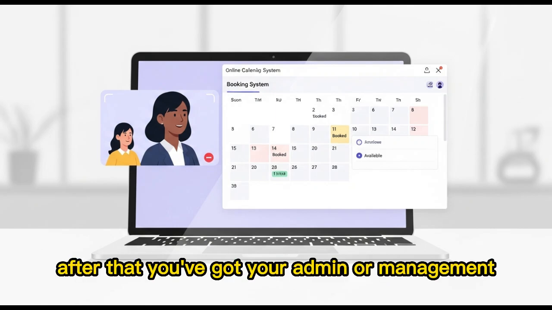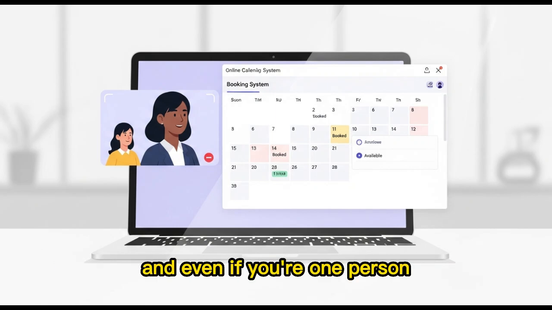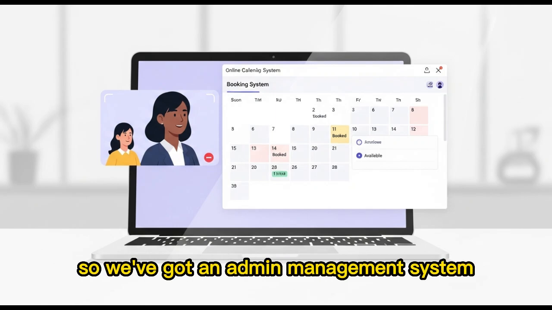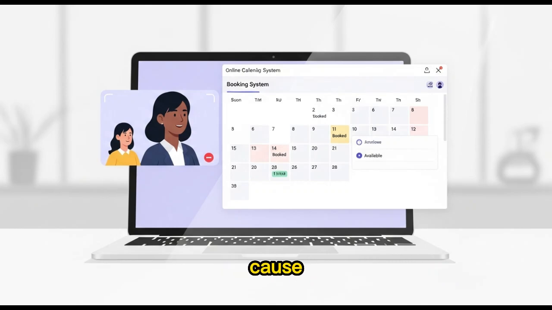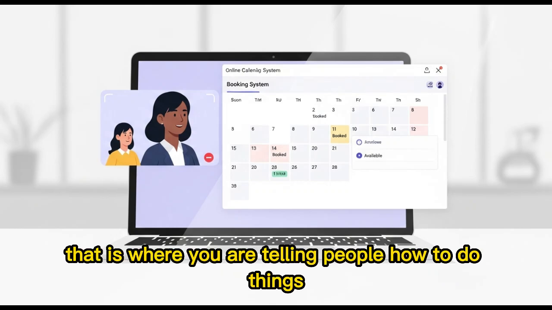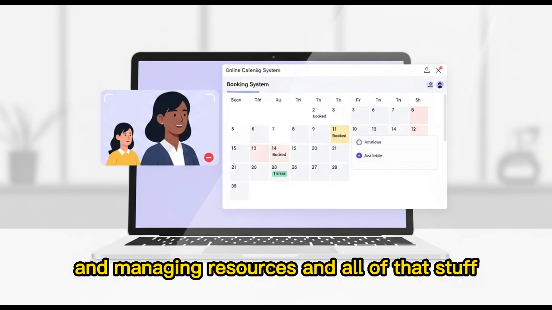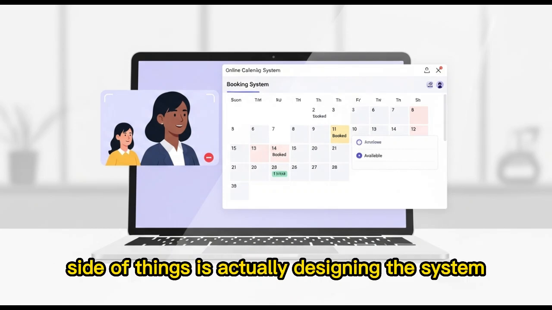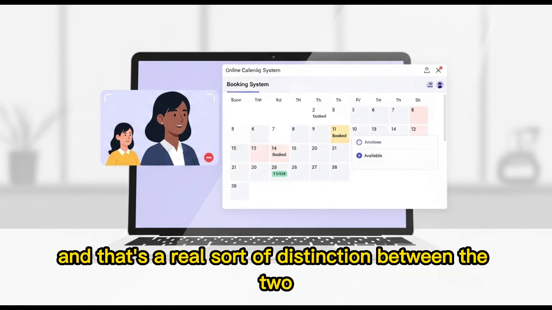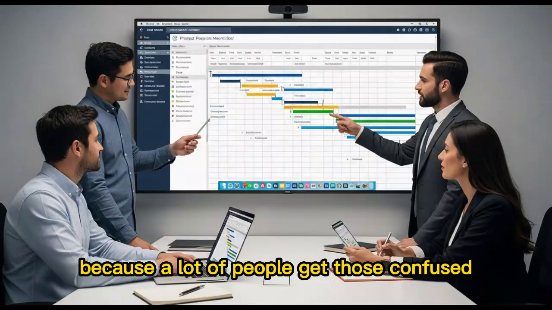After that you've got your admin or management, and even if you're one person you're still managing yourself, so we've got an admin management system, which is different from operations, because that is where you are telling people how to do things and making sure that they're doing them correctly and managing resources and all of that stuff, whereas the operations side of things is actually designing the system as a whole. And that's a real sort of distinction between the two, because a lot of people get those confused.